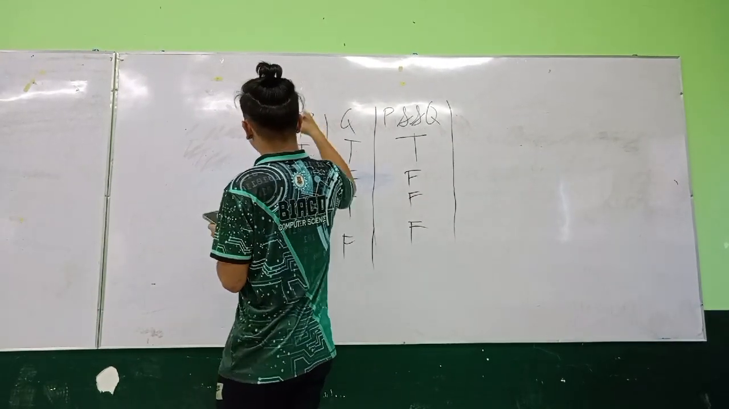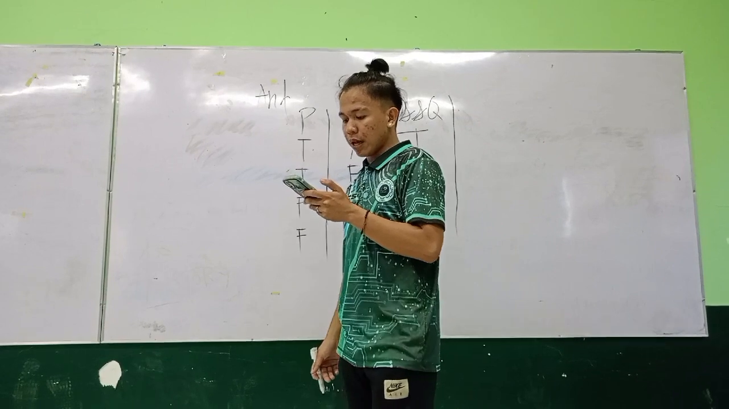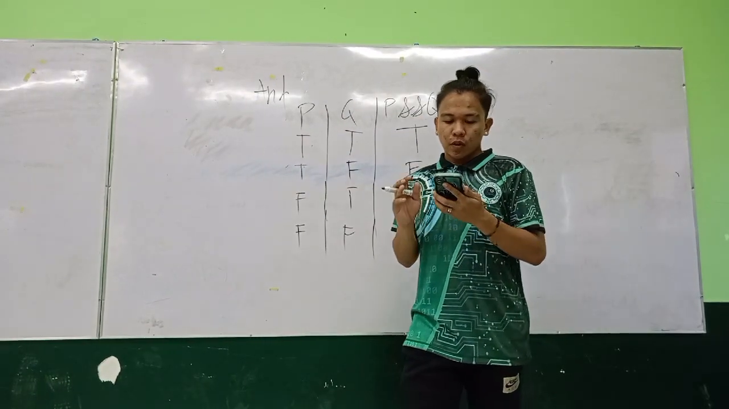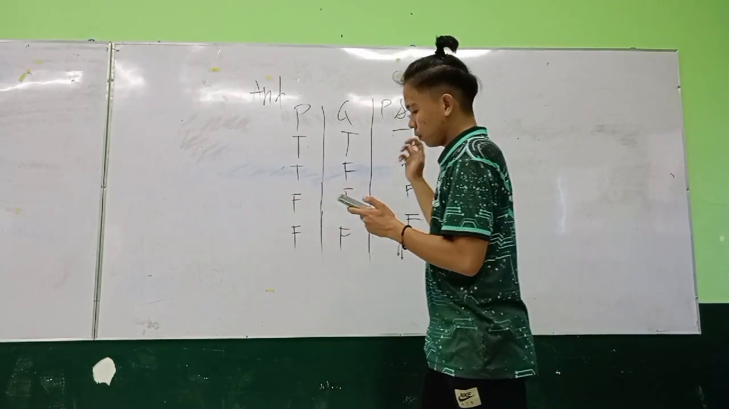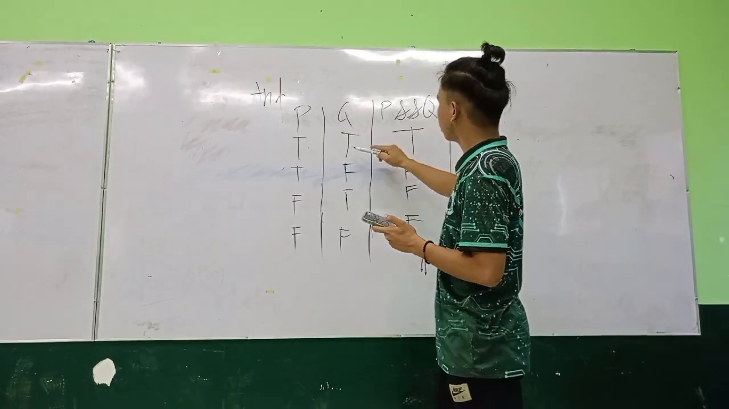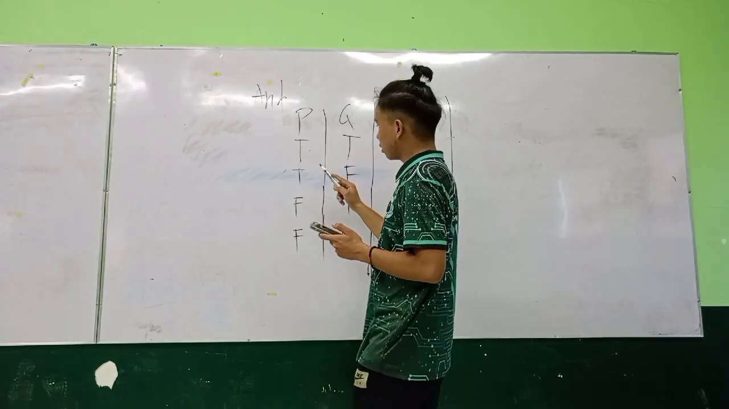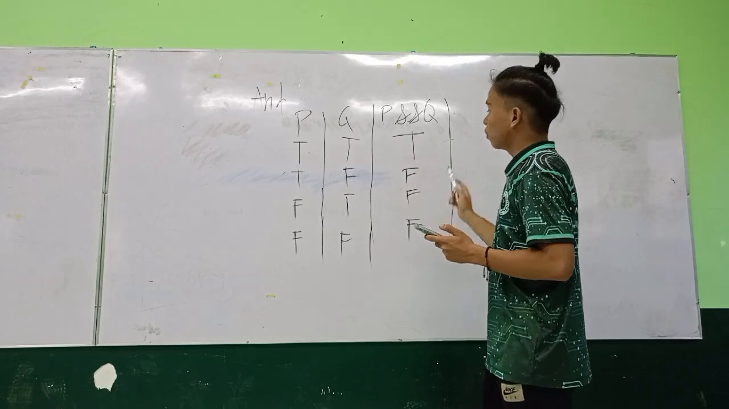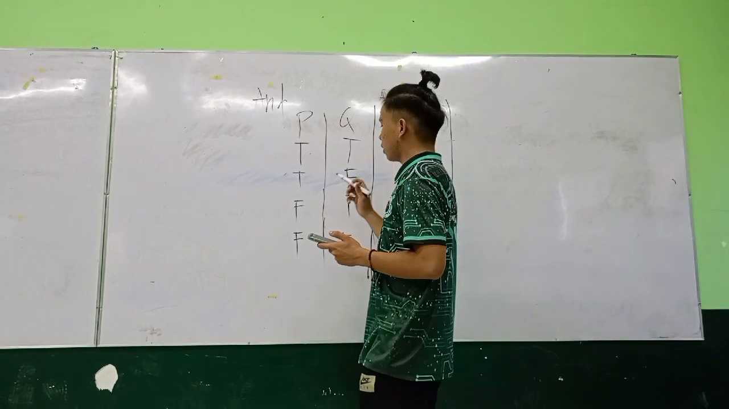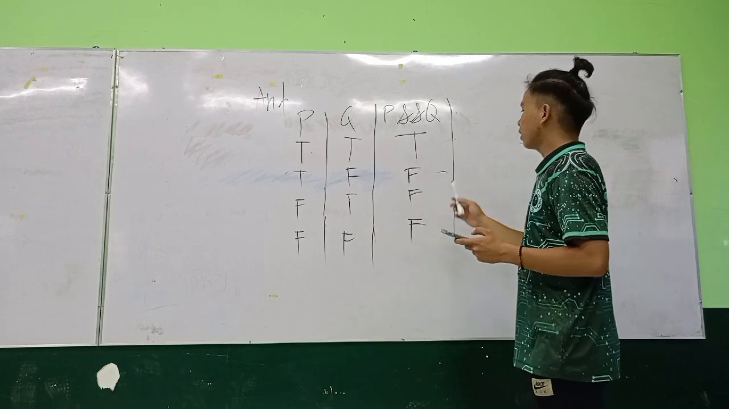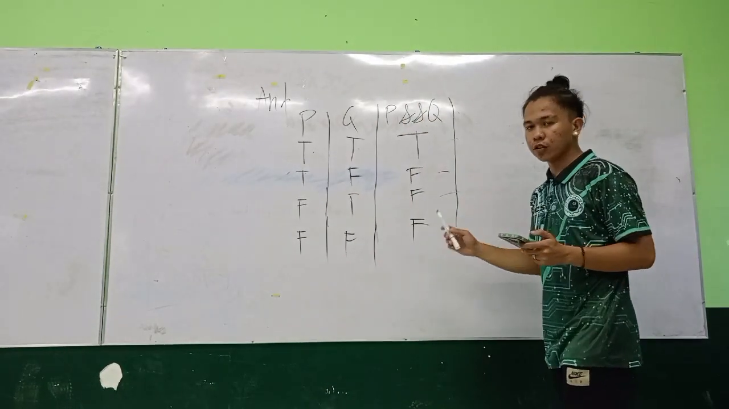So for the and operation, P and Q is true only when both P and Q are true. If P and Q are both true, the result is true. For example, P is true and Q is true, so P and Q is true. P is true and Q is false, P and Q is false. P is false and Q is true, P and Q is false. P is false and Q is false, so P and Q is false.